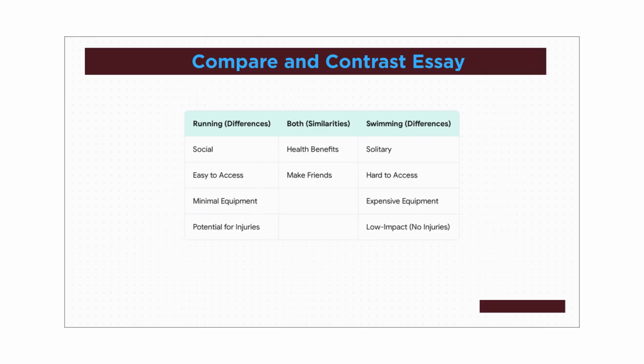So after you've brainstormed, you can organize your thoughts into a super clear table like this one. You can see for running, we've got points like it's social and easy to get to. For swimming, it's more solitary and you need a pool. And smack in the middle, you see what they share, like the health benefits. This right here, this is the raw material for our entire essay.